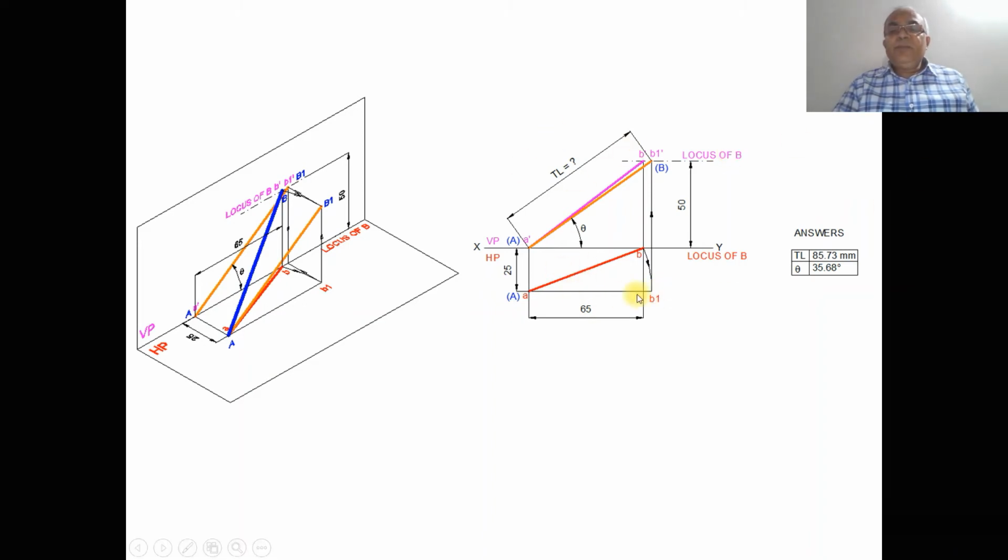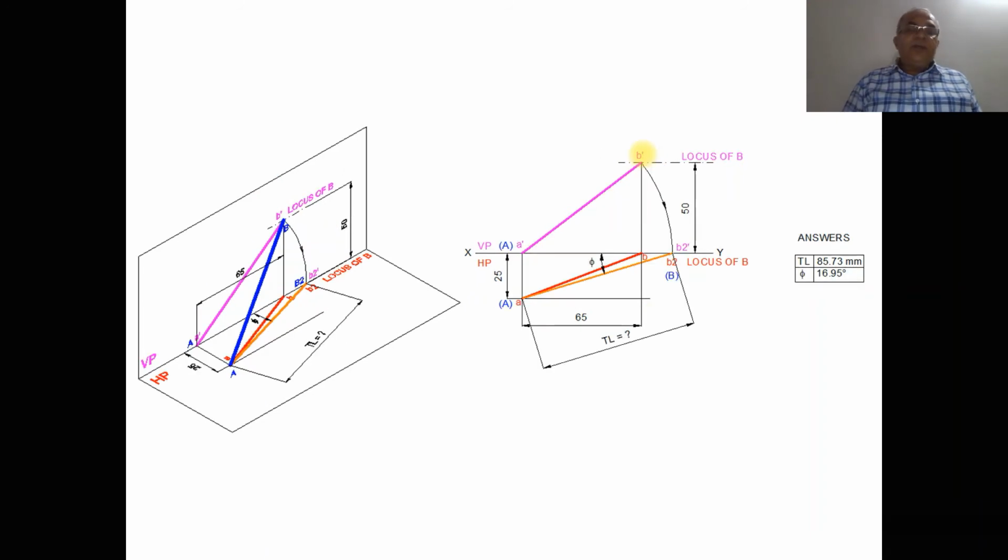Therefore, when you are projecting this B1 onto the locus of B, you are going to get this as B1 dash. Then, since this line is parallel to the XY line in the top view, obviously it will be in true length. That is the reason why we have shown this as capital A and capital B. This is the inclination theta, and this will be the true length. So this is how we can find the true length in the vertical plane.